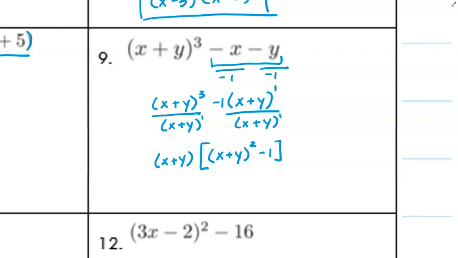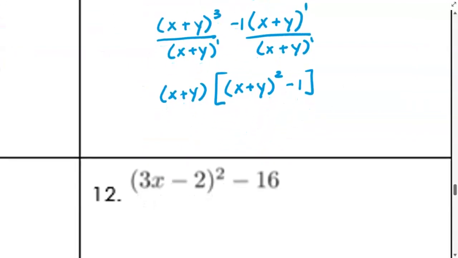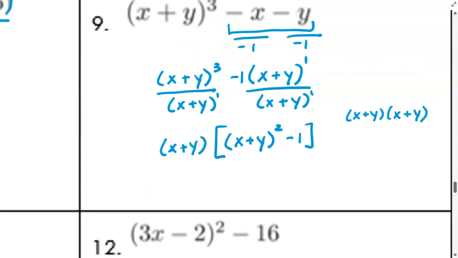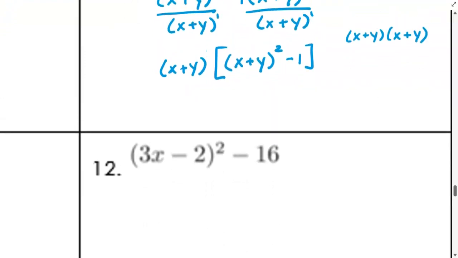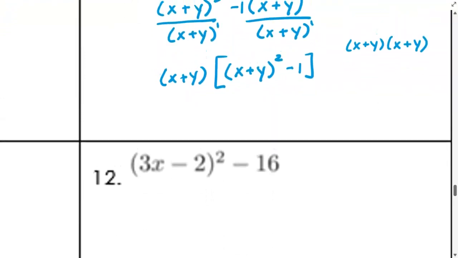Now, I have the option of taking that and foiling it, making it x plus y times x plus y, and then foiling it and adding 1 to it. It could be factored further, guys. This is the fun part, because this is a difference of squares.